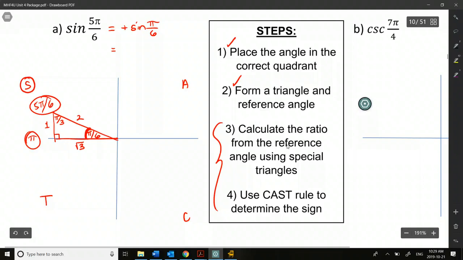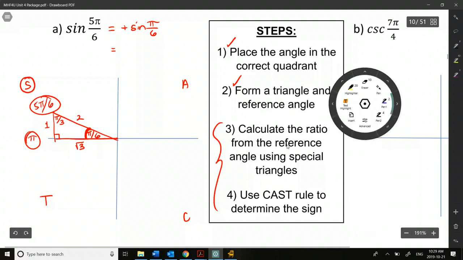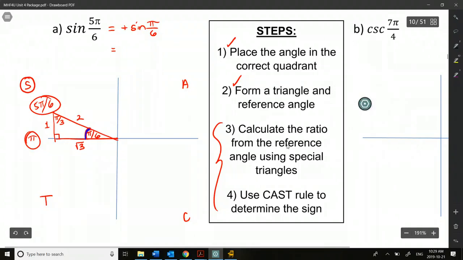So I'm looking to use SOHCAHTOA here. Sine is opposite over hypotenuse. So if this is my reference angle, this one is opposite, and this one is hypotenuse. So it will be 1 over 2, positive 1/2.